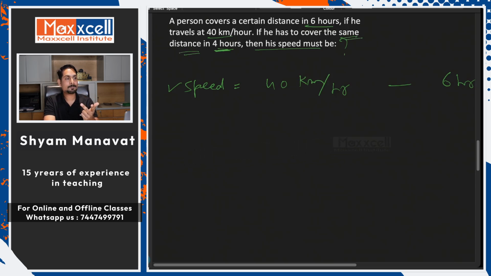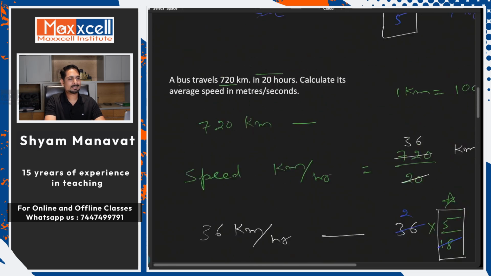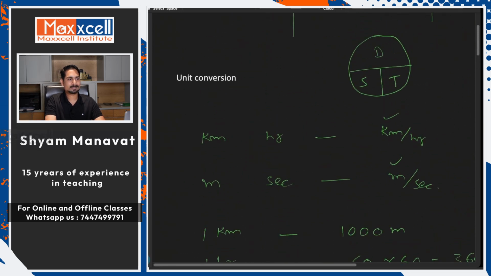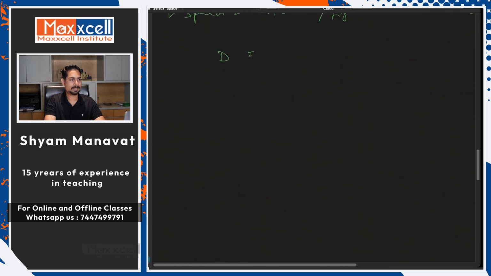What is the second condition? That he has to cover the same distance in 4 hours. Then what should be the speed? I know most of you must have got the answer by now, but still, let me solve for all of you. What will be the distance formula? If you want to find the distance, distance is equal to speed into time.